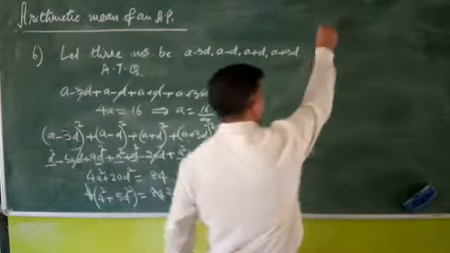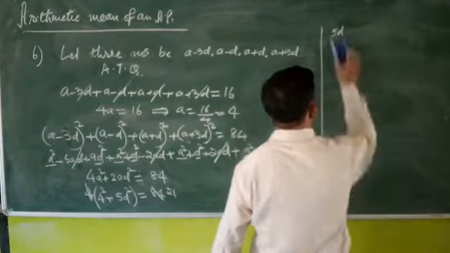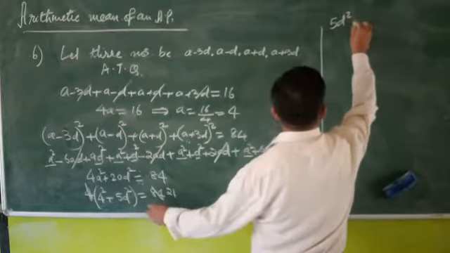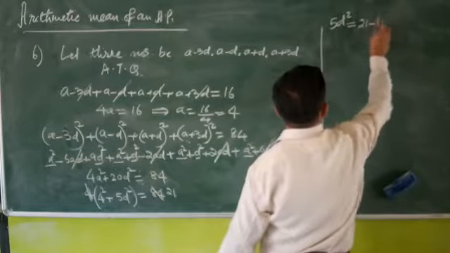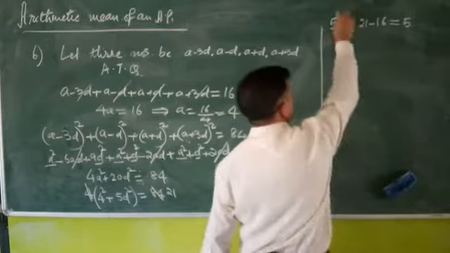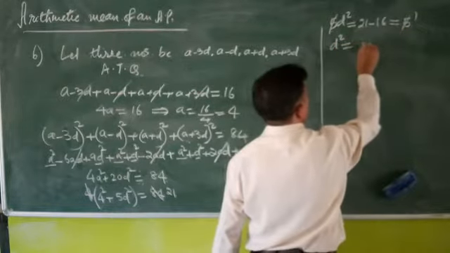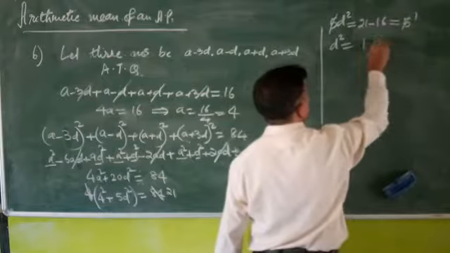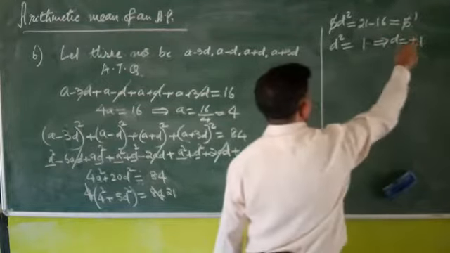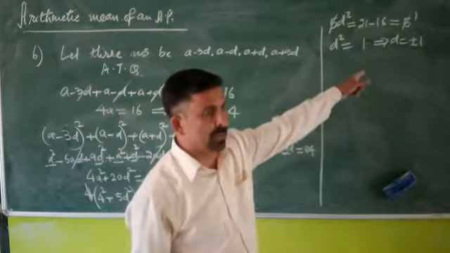So 5d² is equal to 21 − 16, and this is equal to 5. Is it okay? Yes, sir. This 5 gets cancelled, this is 1. So d² is equal to 1, and therefore your d will be equal to ±1. I am not writing this as a square root because the square root of 1 is always 1. So you got these two answers of d.